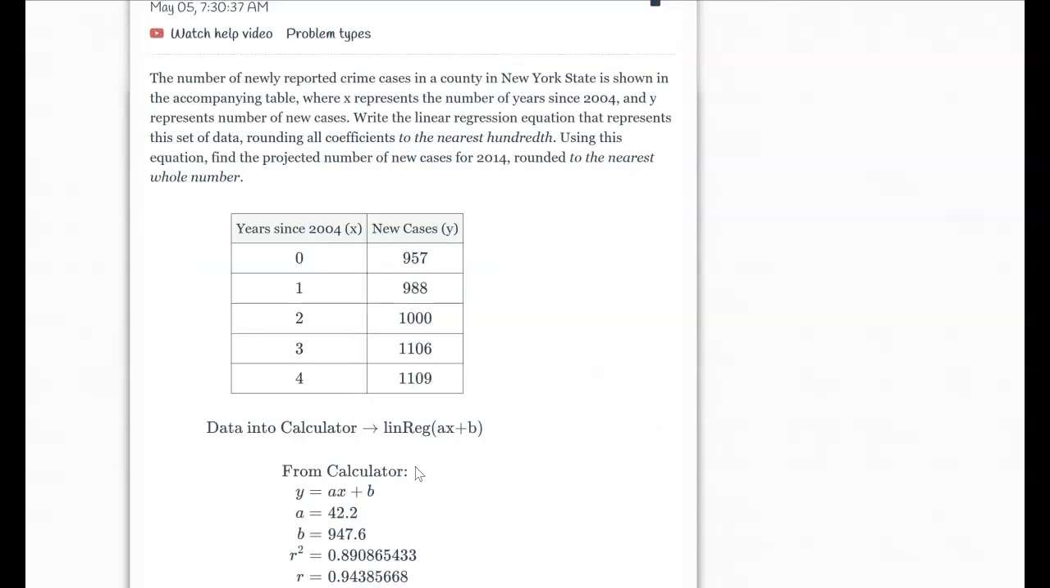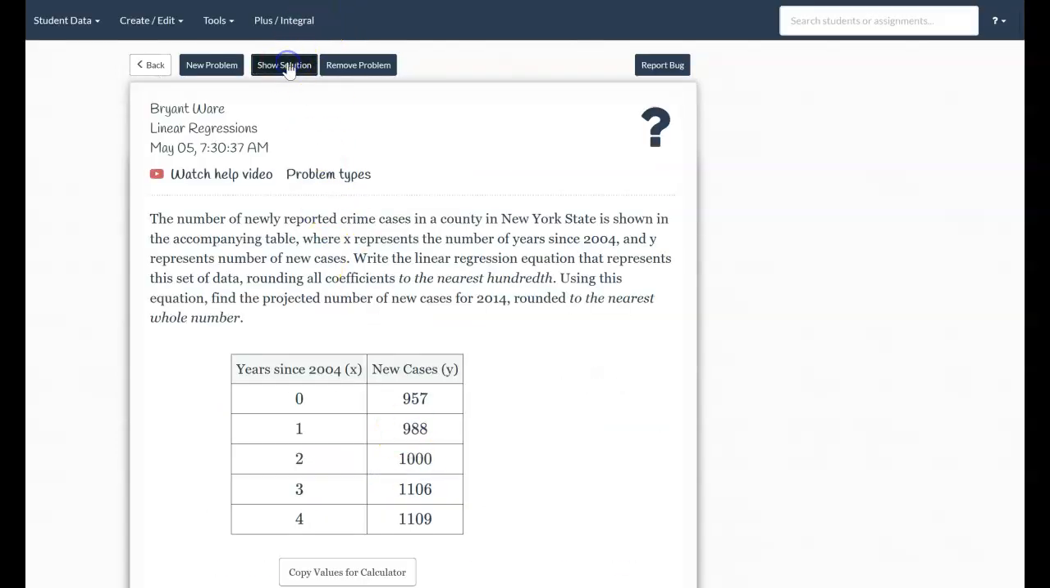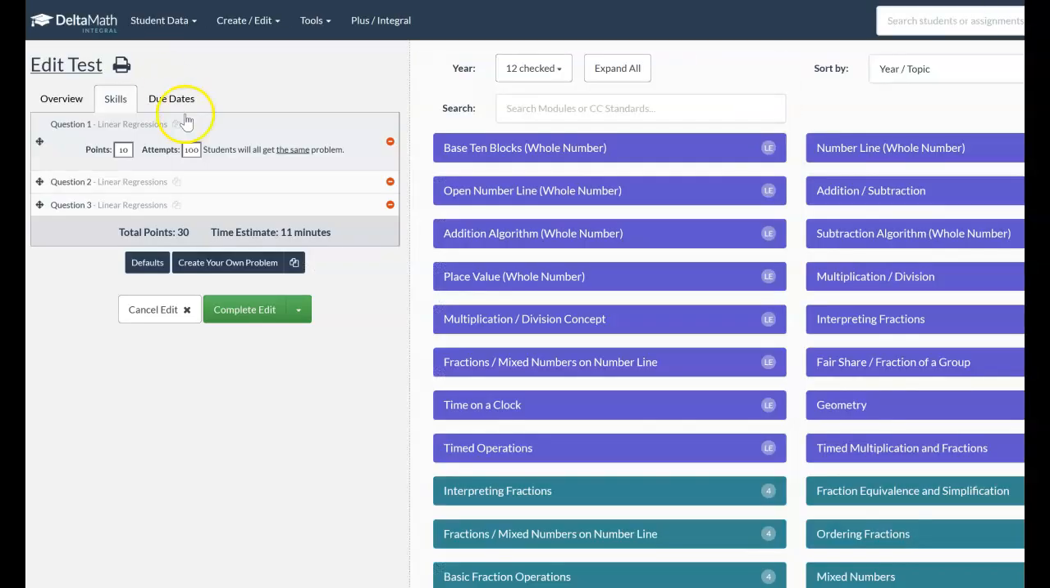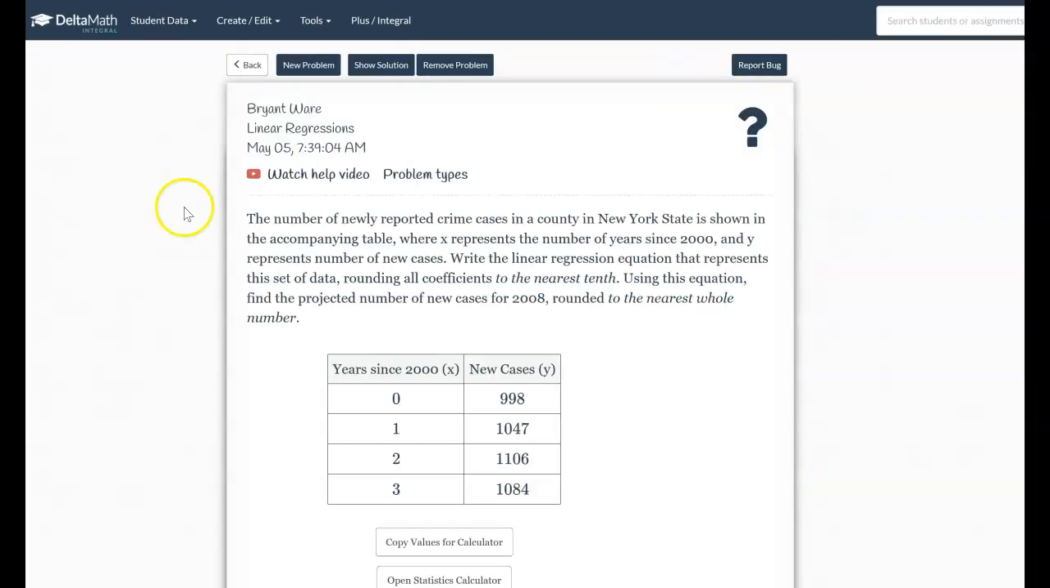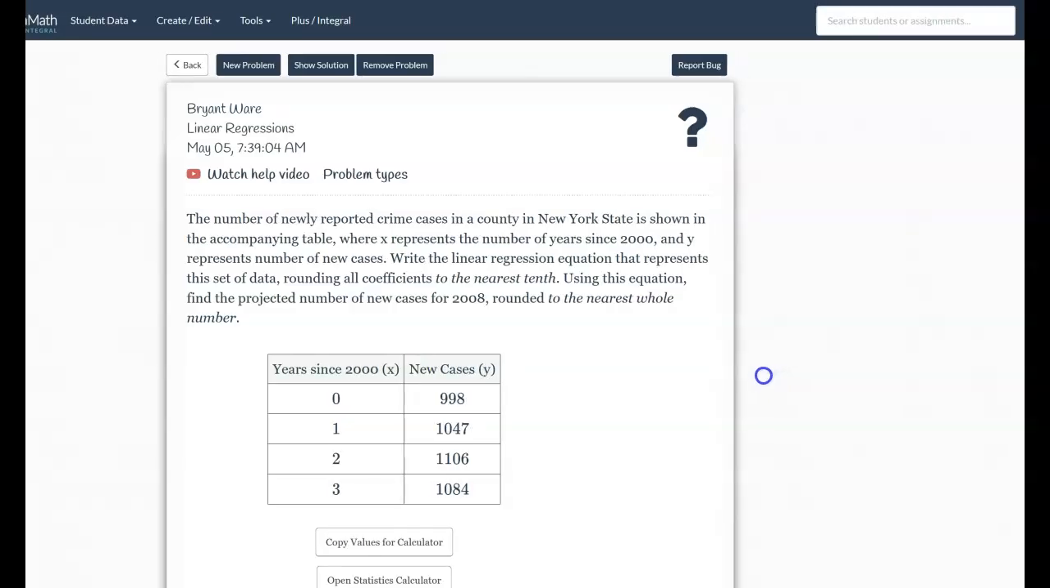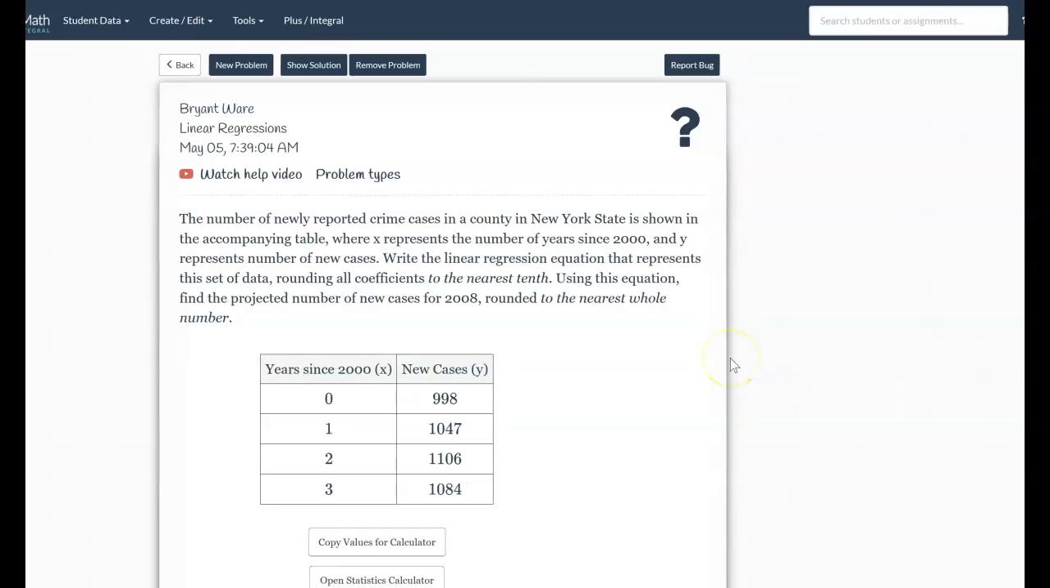Okay, let's take a look at another one. Same type of question, just different numbers here. Instead of 2014, they're saying from 2004, and they want to know the new cases in 2008.